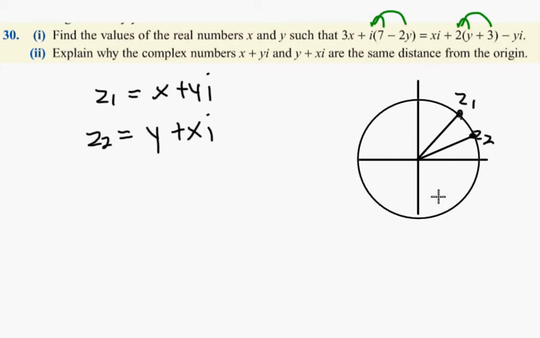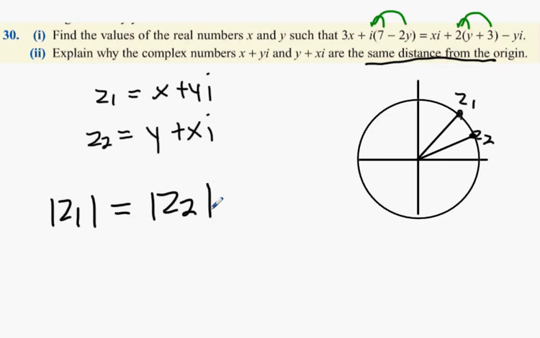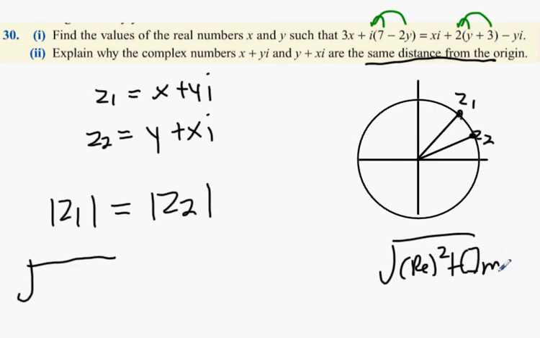It measures how far you're away from the origin. Now, what's the formula if they are the same distance from the origin? This would mean the modulus of z1 has to equal the modulus of z2. Would everybody agree with that? Now, what is the modulus of z1? It's the square root of the real part squared plus the imaginary part squared. What's the real part for z1? The real part is x. The imaginary part is y. So it's the square root of x squared plus y squared.